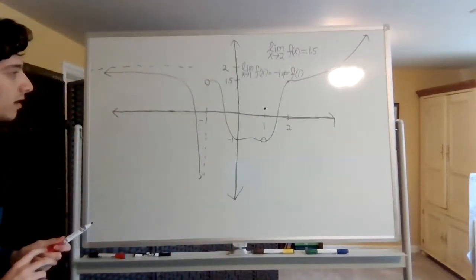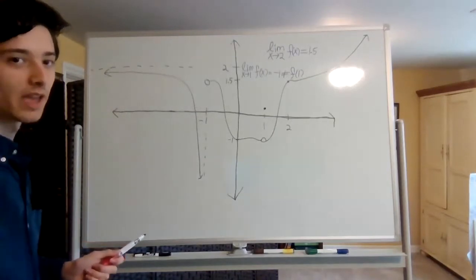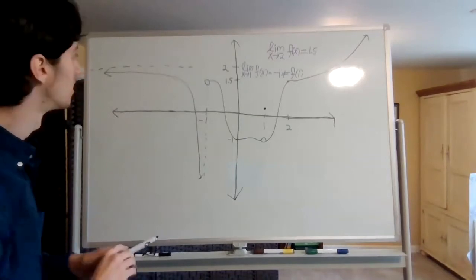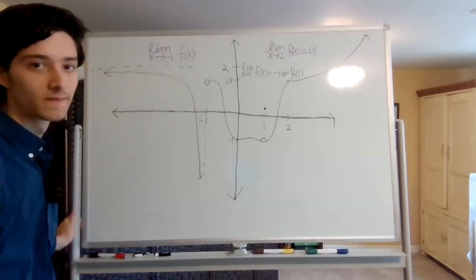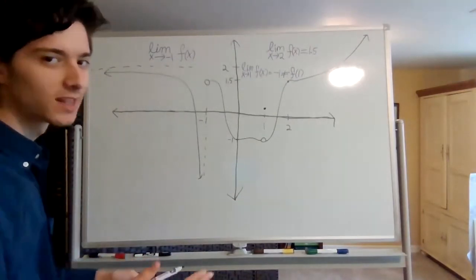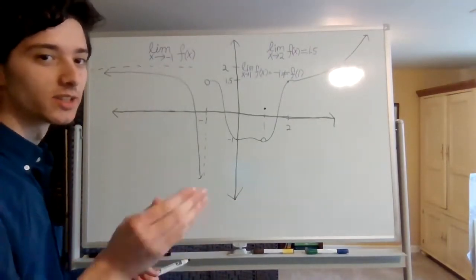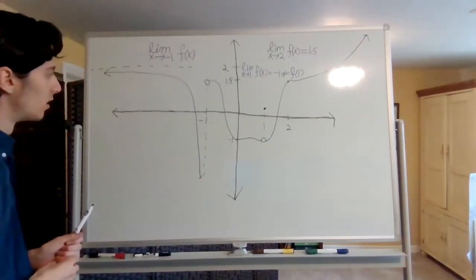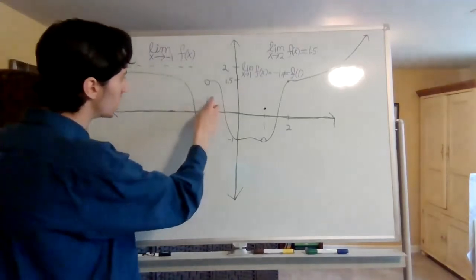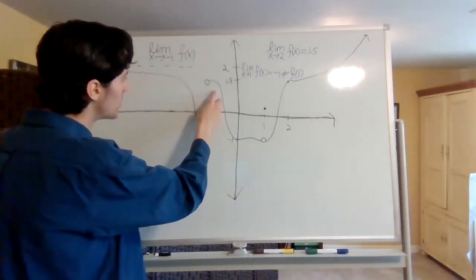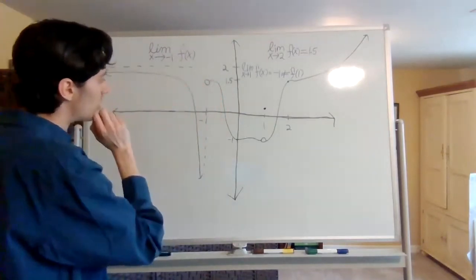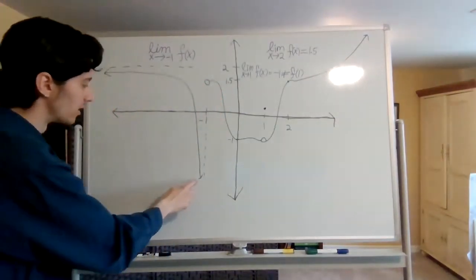Now, let's look at the limit as x approaches -1 of f of x. I'm going to write that up here. Okay. So what does that equal? Let's look at values of x that are really close to -1. So -0.99, it looks like maybe it's getting close to 1.5. But like -1.01 is really small.